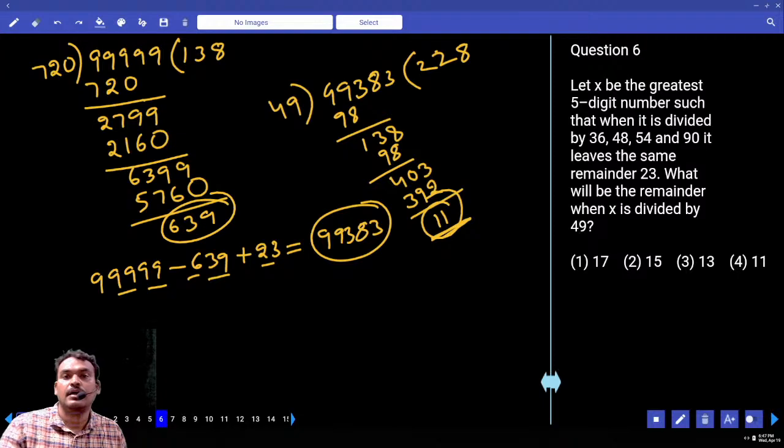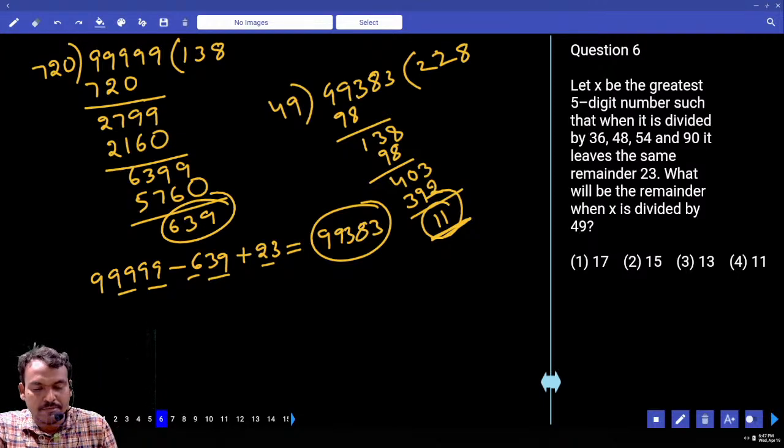What is the answer? 11. Next question number 7.